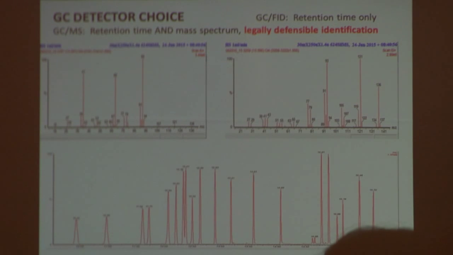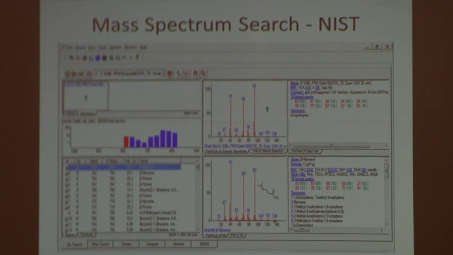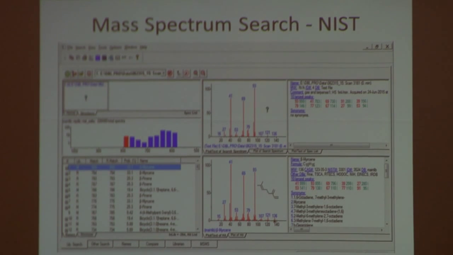Some states are actually demanding that the analysis be done by single quadrupole mass spectrometer so that the components can be identified by a mass spectrum search according to the National Institute of Standards and Technology. This particular one is showing me that this was beta-myrcene, and I know of at least 2 states that have written that into their laws now in order to make certain that a NIST search is included.